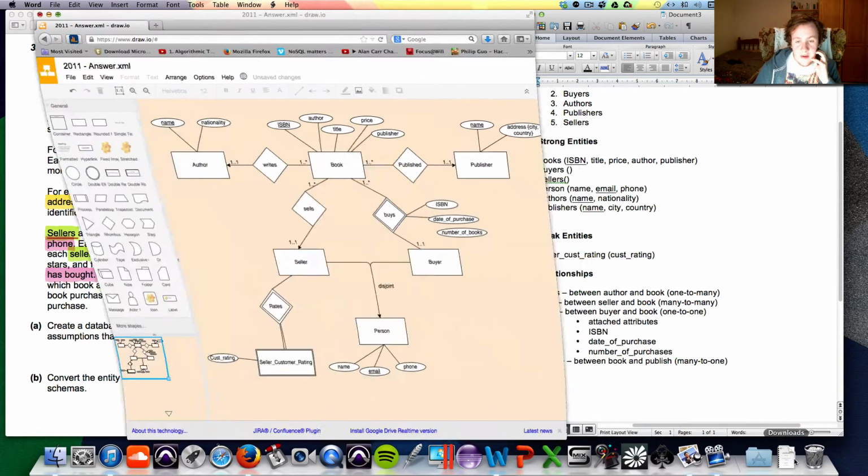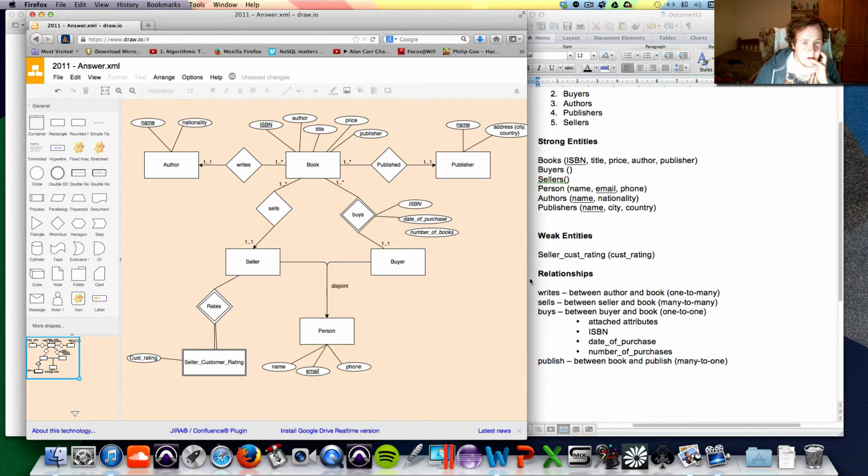So I've got the diagram, I did it out here. So this is the part we're talking about. So the attached attributes. This is where buyer and book are. The buyer buys book, and these are the attributes that are attached: ISBN, date of purchase, and number of books that should be attached up to there.